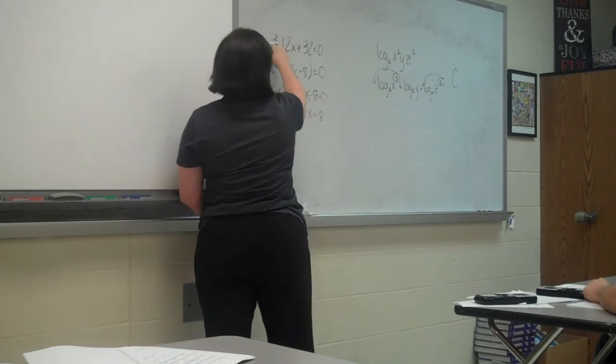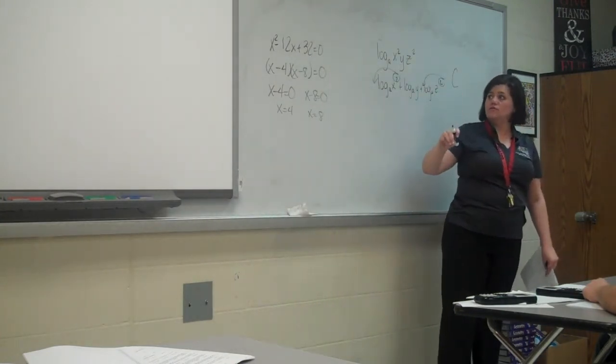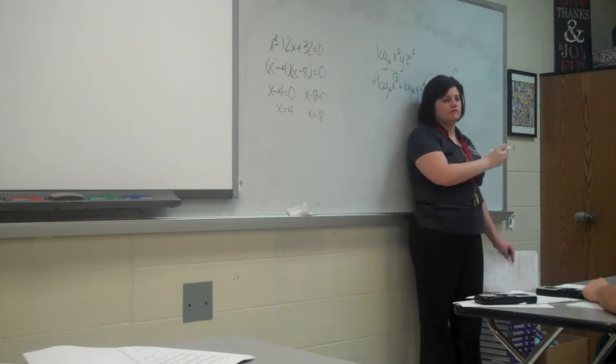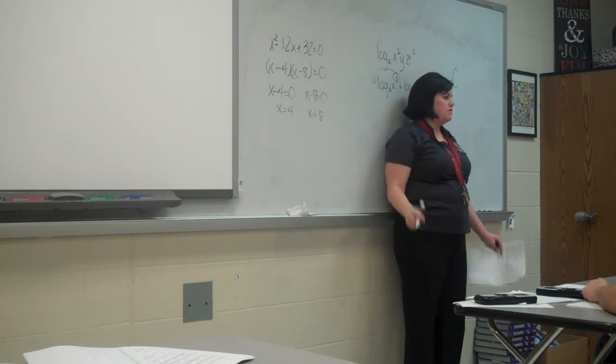You can also plug into the original problem to check. Would 4 squared minus 12 times 4 plus 32 equals 0? It would. Would 8 squared minus 12 times 8 plus 32 equals 0? The other options, if you plug them in, wouldn't give you 0.